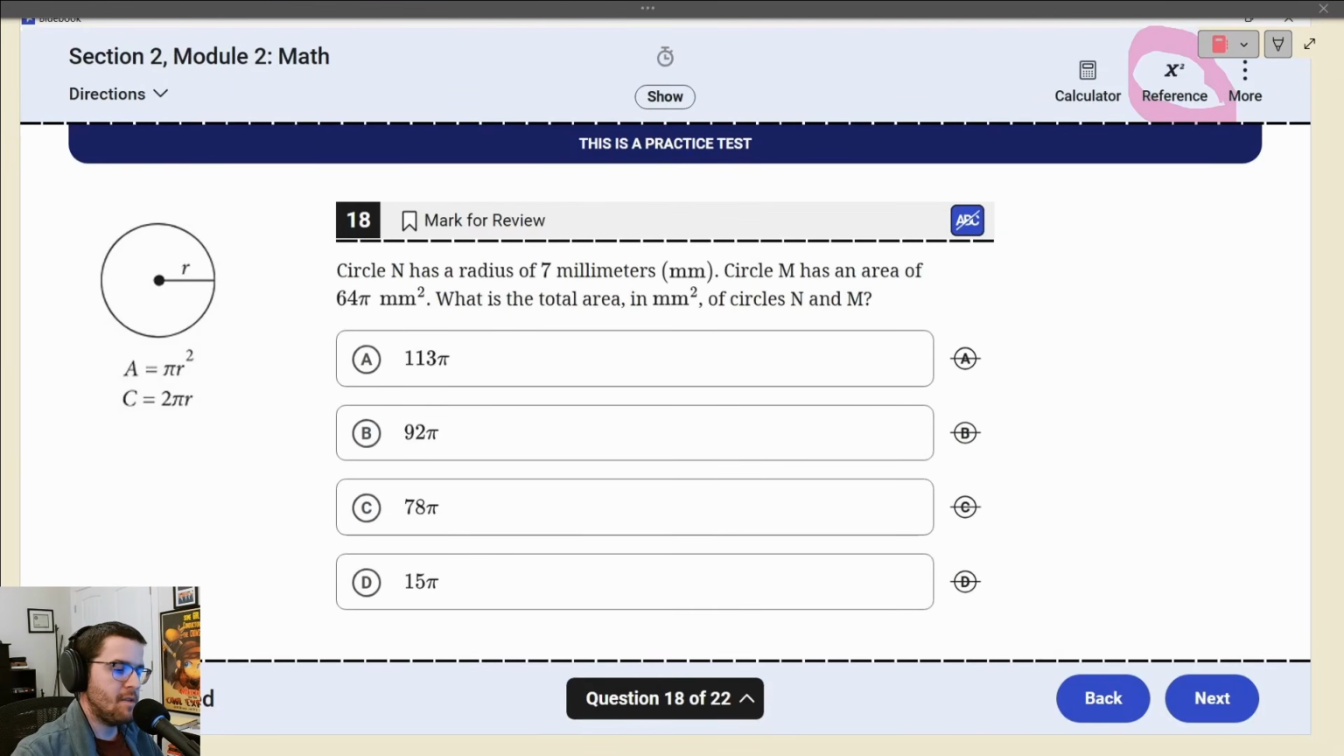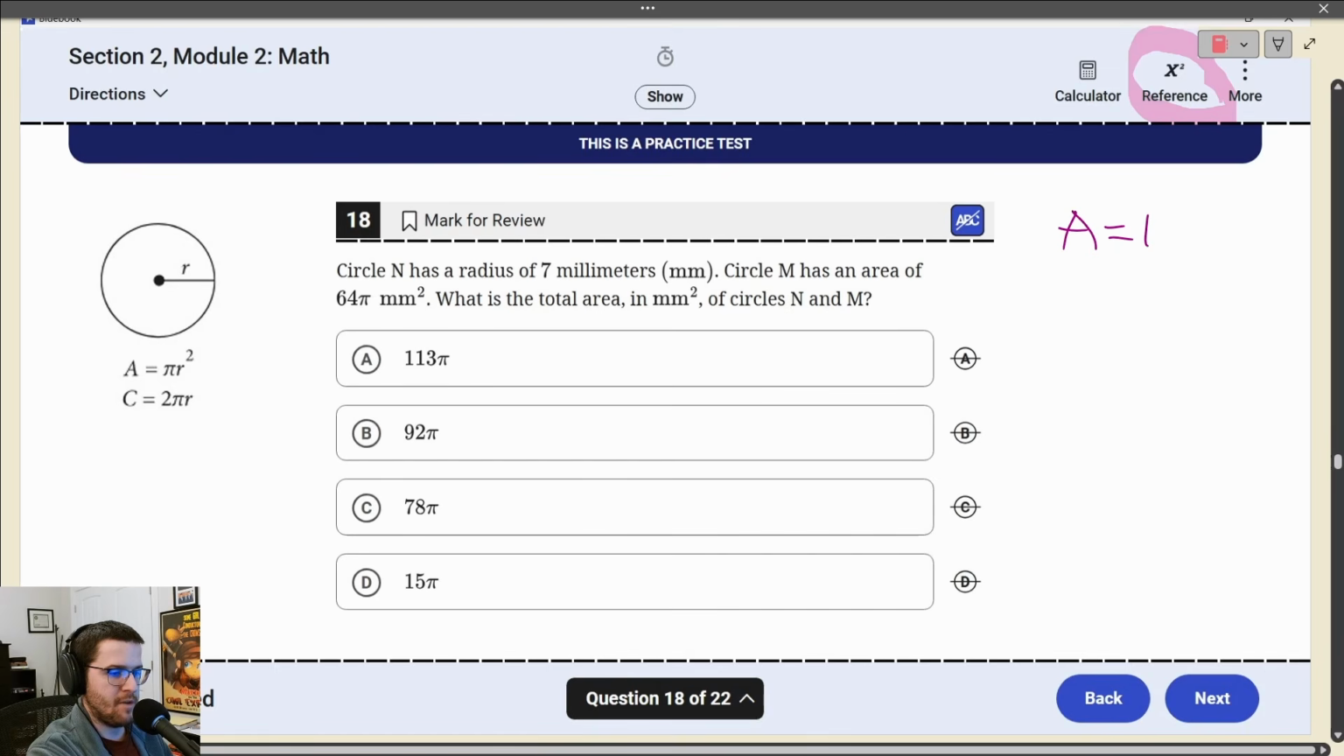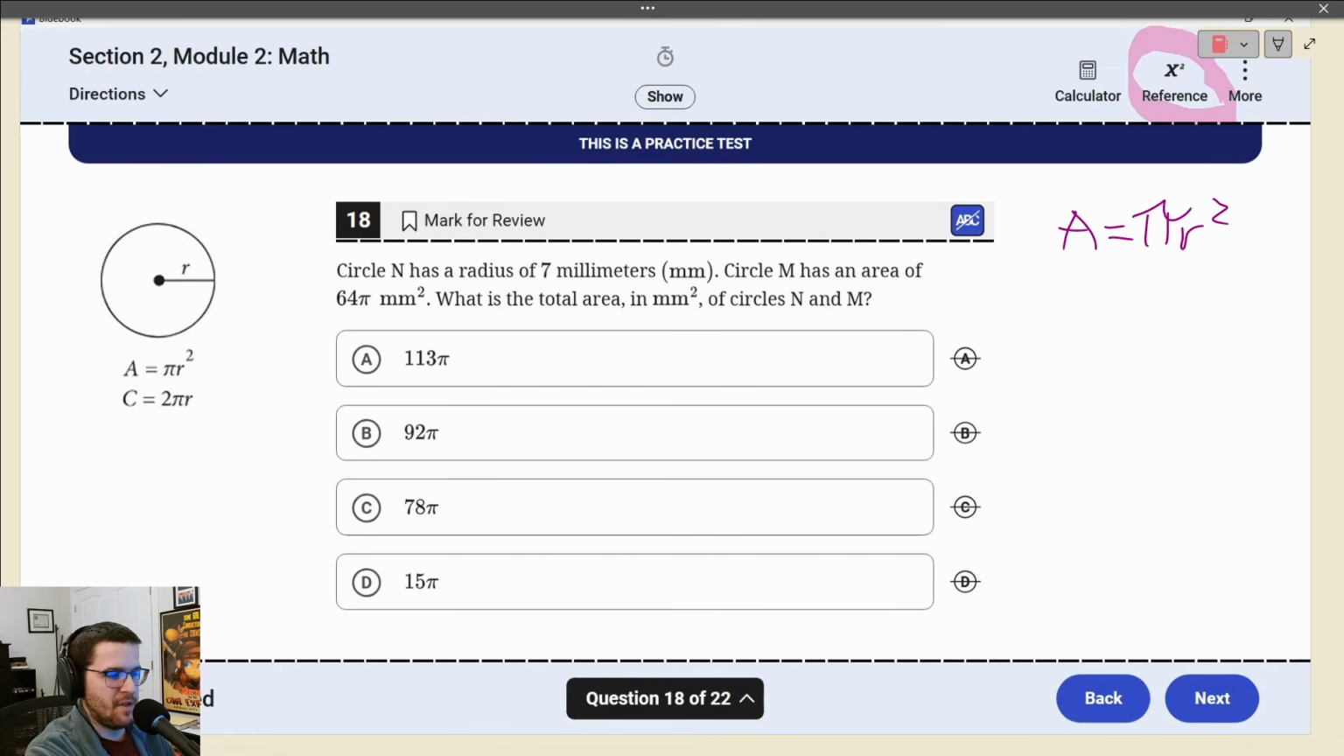Okay, question 18. So once again, we're going to look at that top right, and we're going to look at the reference sheet. I copied the picture and the circle formulas as they appear there. And we're interested in area, so we're going to use the area formula, area equals pi r squared. We already have the area of circle M, so we don't need to do anything with that because it's asking us about area, so that's good. We just need the area of circle N.